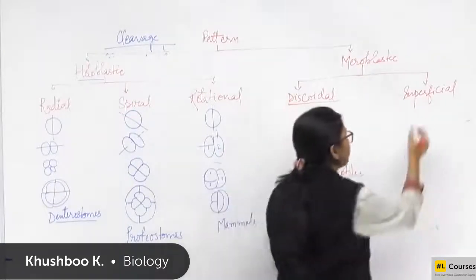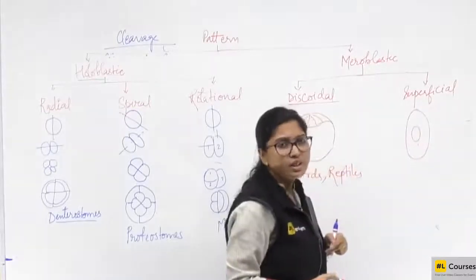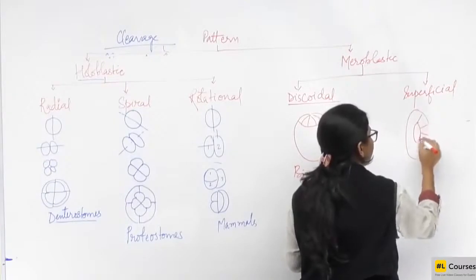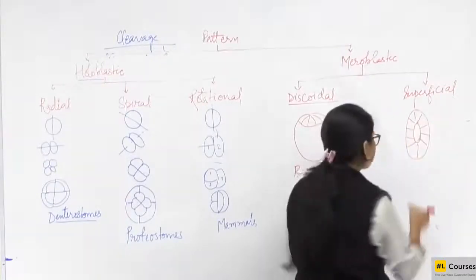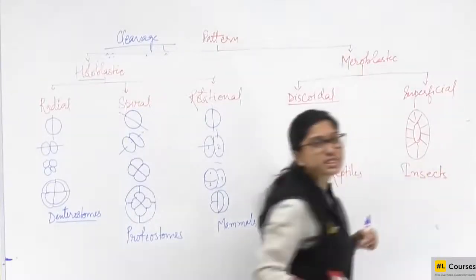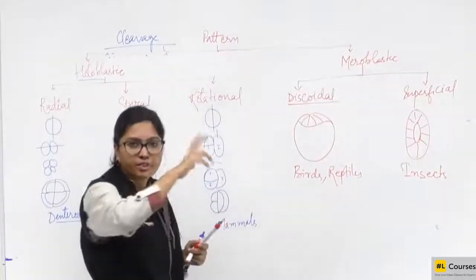And superficial is found in eggs where the yolk is located centrally, centrolecithal eggs. So in that case, what will happen? The division is taking place towards the periphery. So this is superficial division, and this is found in insects. So these are the different types of cleavage.